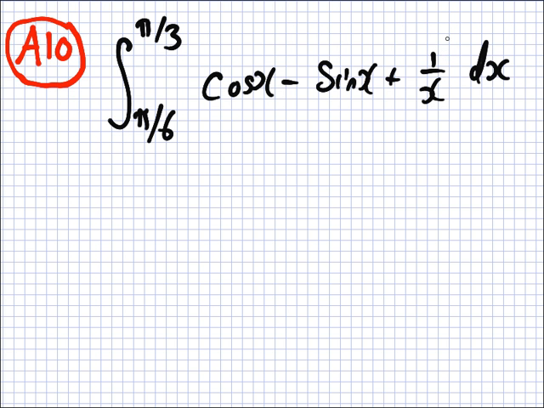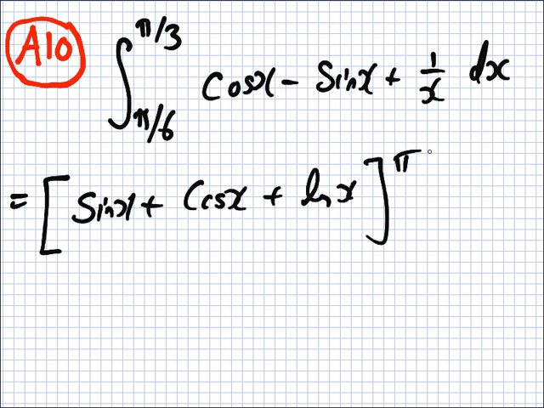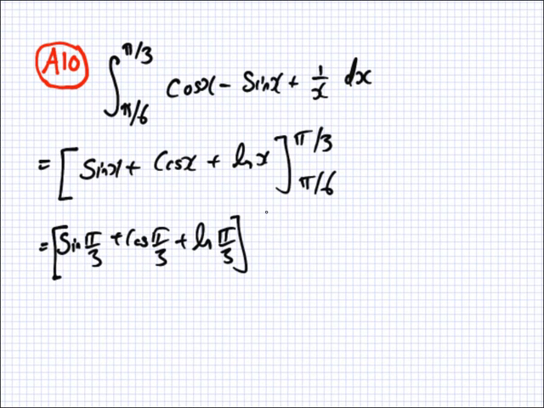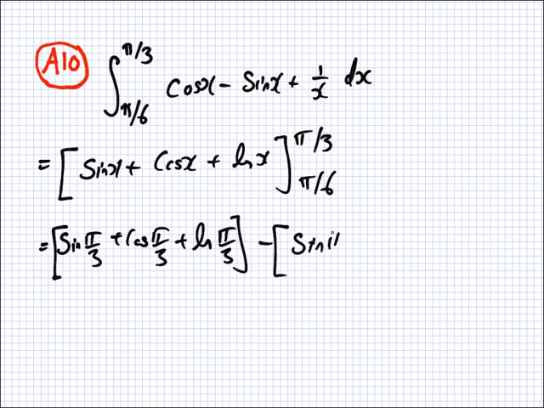Everyone went like wow. Yeah, it was a little tricky. This is for 4 marks. So look, first you integrate. So what do we get? Sin x, cos x, and log x. Limits pi over 3 and pi over 6. Now you put in the pi over 3 first, isn't it? So that's sine pi over 3 plus cosine pi over 3 plus log pi over 3. And then we minus sine pi over 6, then minus cosine pi over 6, minus log pi over 6. I have the brackets here, so I'll just leave it like that.